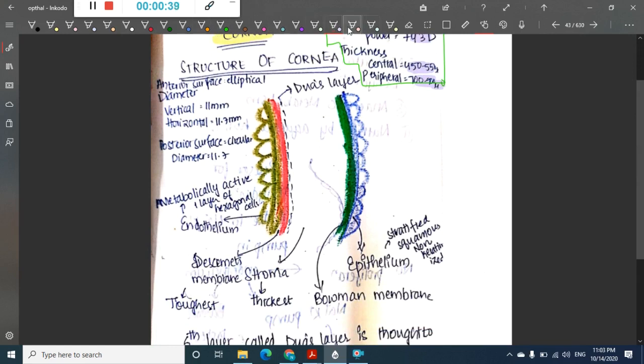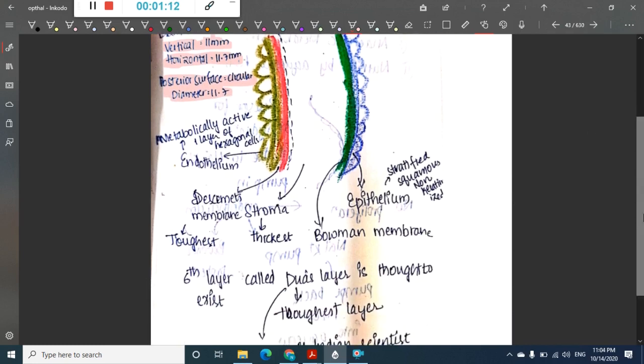Then coming to the structure of cornea, if you see the anterior surface, the vertical diameter of the anterior surface is 11 millimeters and the horizontal diameter of the anterior surface is 11.7 millimeters, whereas the posterior surface is circular, so it has only one diameter and that diameter is 11.7 millimeters.